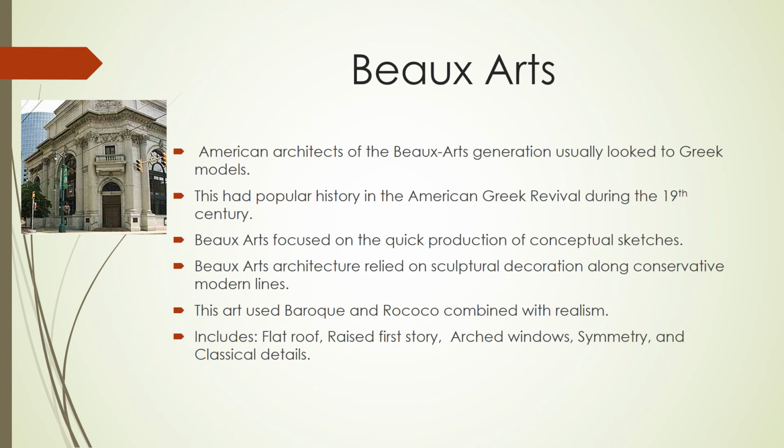Beaux Arts architecture relied on sculptural decoration along conservative modern lines. This art used Baroque and Rococo combined with realism. It includes a flat roof, raised first story, arched windows, symmetry, and classical details.